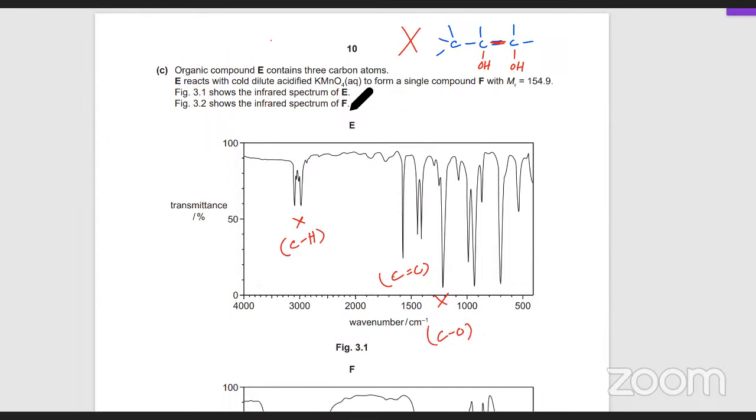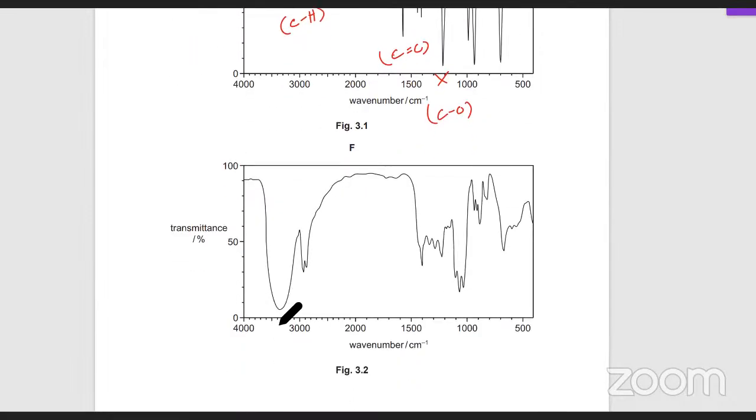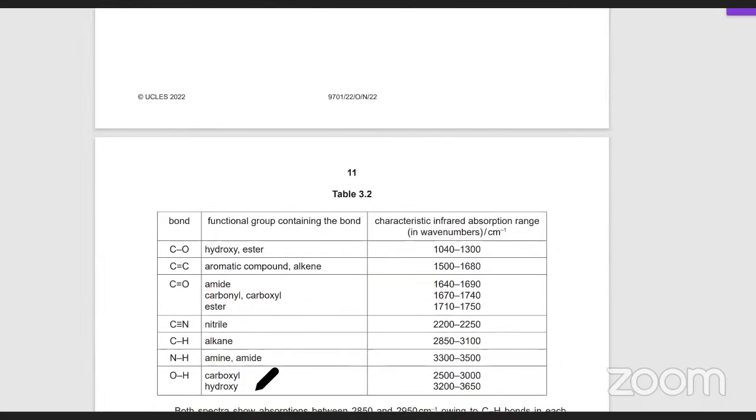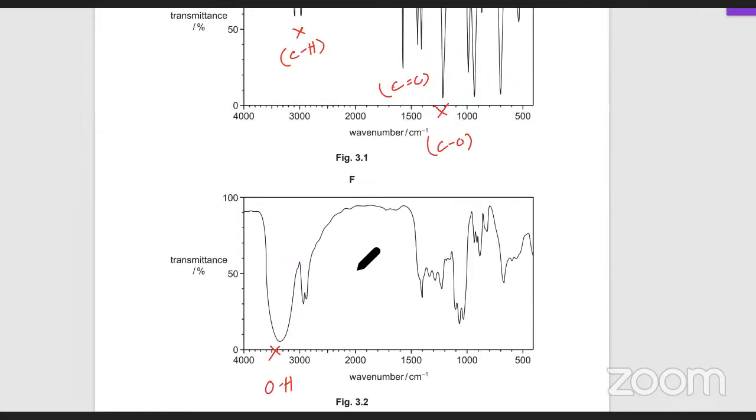Okay, what was F? F is the product of the oxidation. In F you're getting an absorption above 3200. So that's an alcohol OH group, 3200. It's the last one. So it will be OH. This thing over here is definitely an OH. Nothing else above 1000 is given in the table, okay. So we knew that F would have OH.